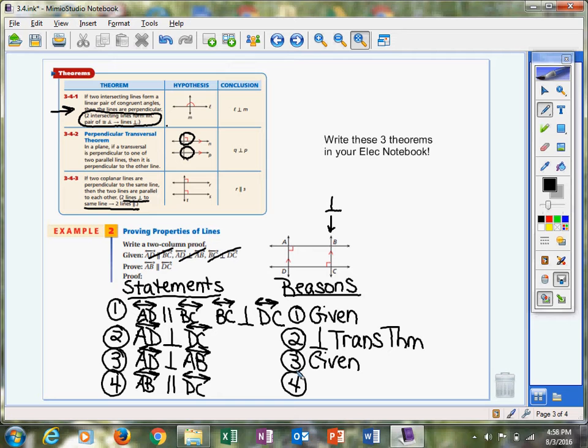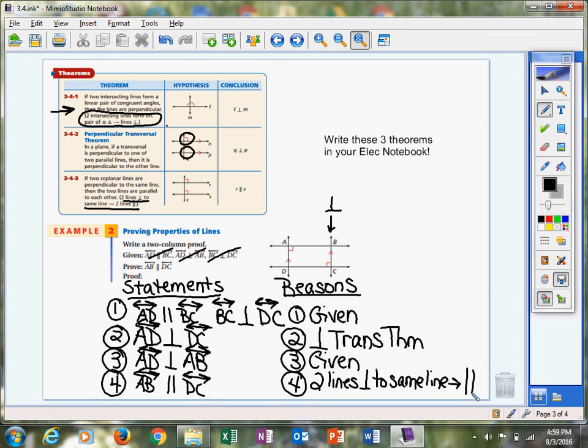So do you remember learning that if you have two lines perpendicular to the same line, then they have to be parallel? That would be the very last one that we learned, theorem 3-4-3. And so I'm going to use the shorthand for that. Two lines perpendicular to same line, and then we're going to have parallel lines.